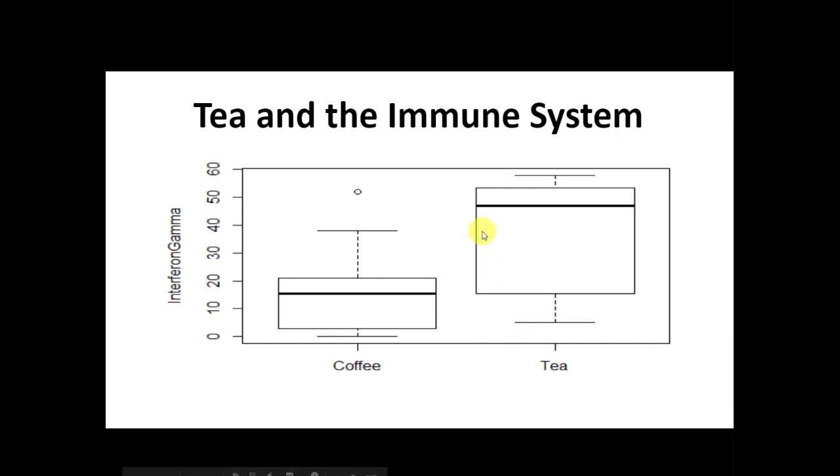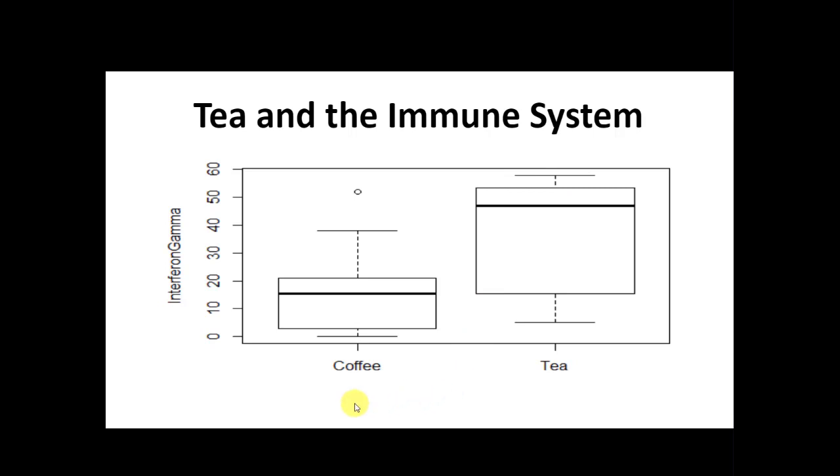Here we have the information about the tea. The minimum value for tea is about 5. The lower quartile for tea is about 15. The median for tea is about 45. The upper quartile for tea is about 50. And the maximum for tea is about 55.